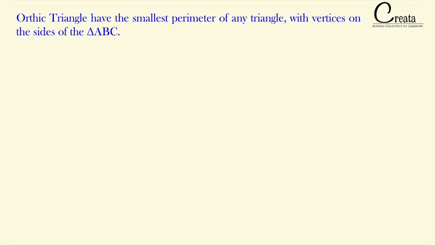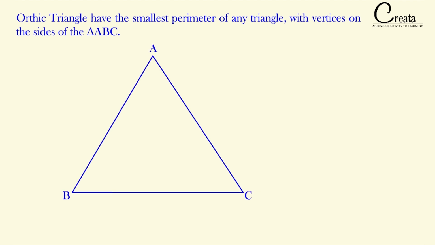Let's see. First of all, let's check the triangle ABC. This is a triangle ABC. Let's draw a random triangle DEF inside this triangle ABC, touching the three sides of the triangle ABC. This is the random triangle DEF we have drawn. We have to prove that the triangle which has the smallest perimeter will be the orthic triangle. Let's do so.